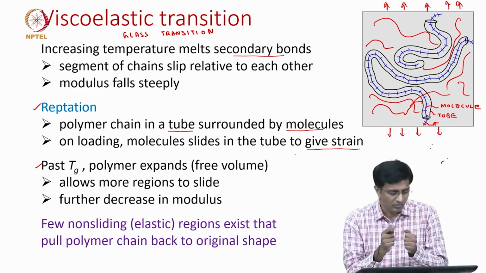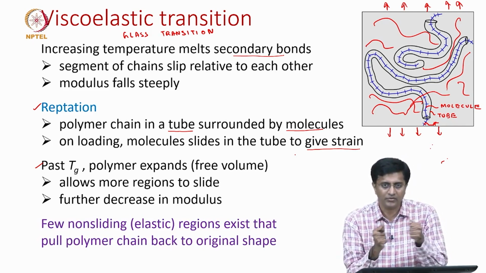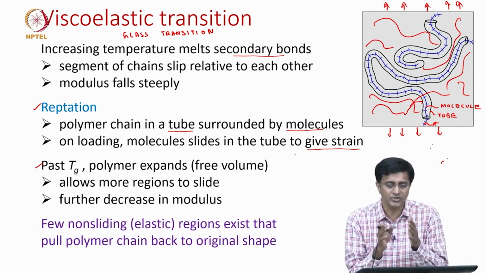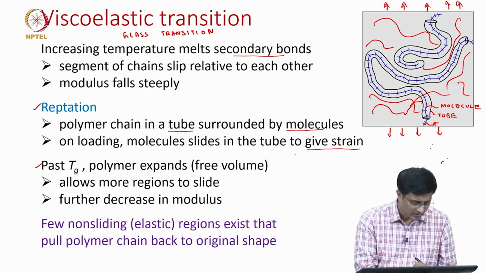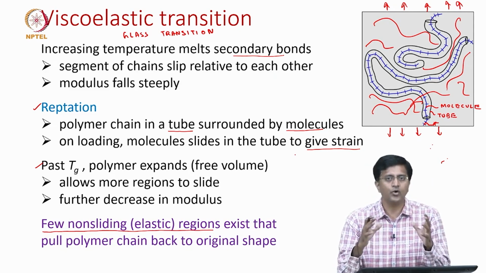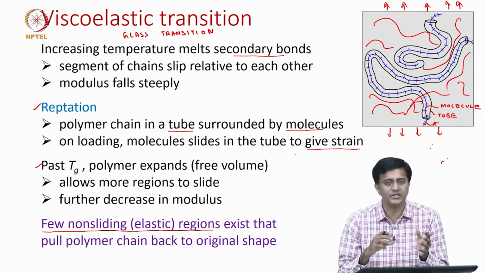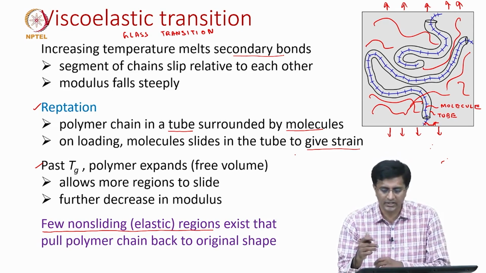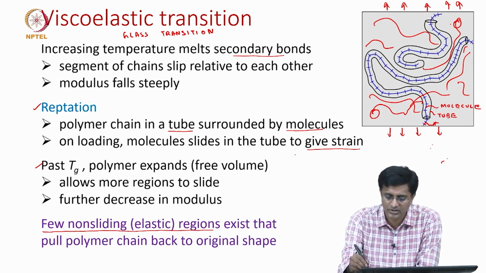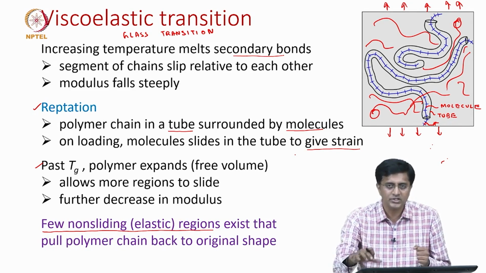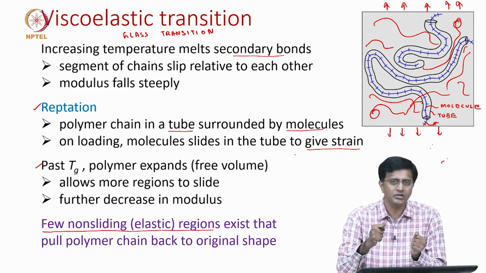But this is all when we load it. After we load it and leave it, what happens to the polymer? It goes back to the original position, and the reason why it goes back is because it has a few non-sliding regions. Again, this is not a homogeneous polymer, which means the density or the packing is not the same throughout. There are some regions where the sliding does not occur. Since sliding does not occur at these corner regions, when we unload, these regions will help the polymer return to the original shape.